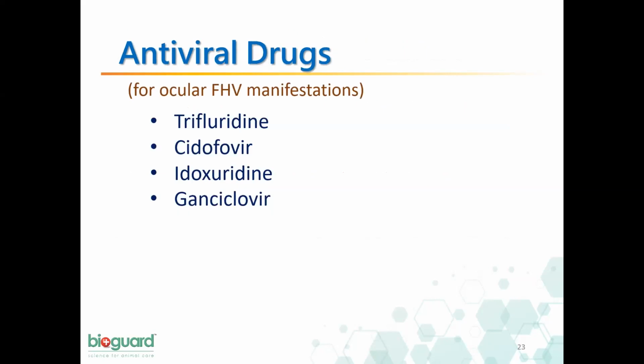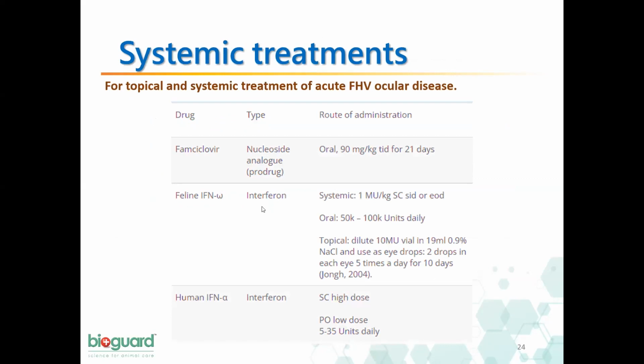However, there are some antiviral drugs on the market which are not very specific for feline herpes virus, but they can still be used, such as trifluridine, cidofovir and idoxuridine.